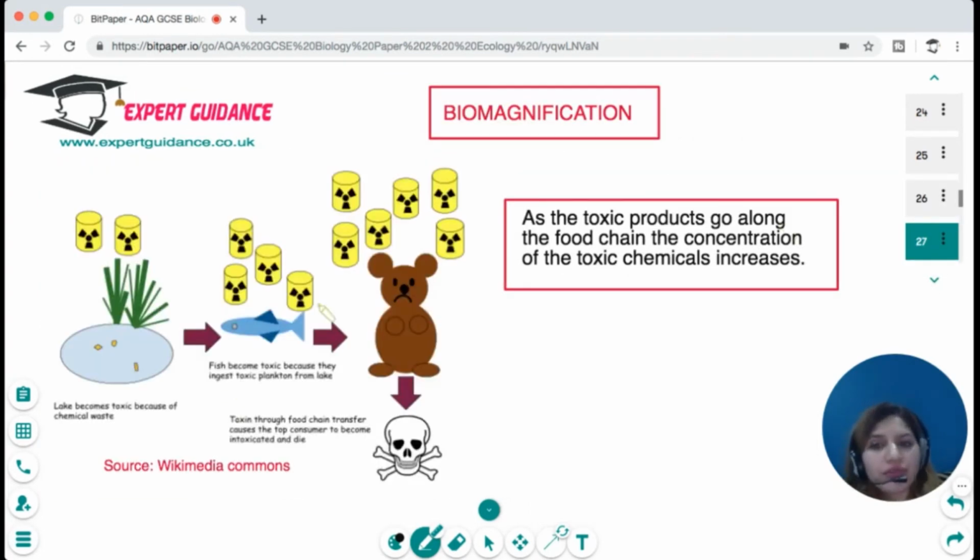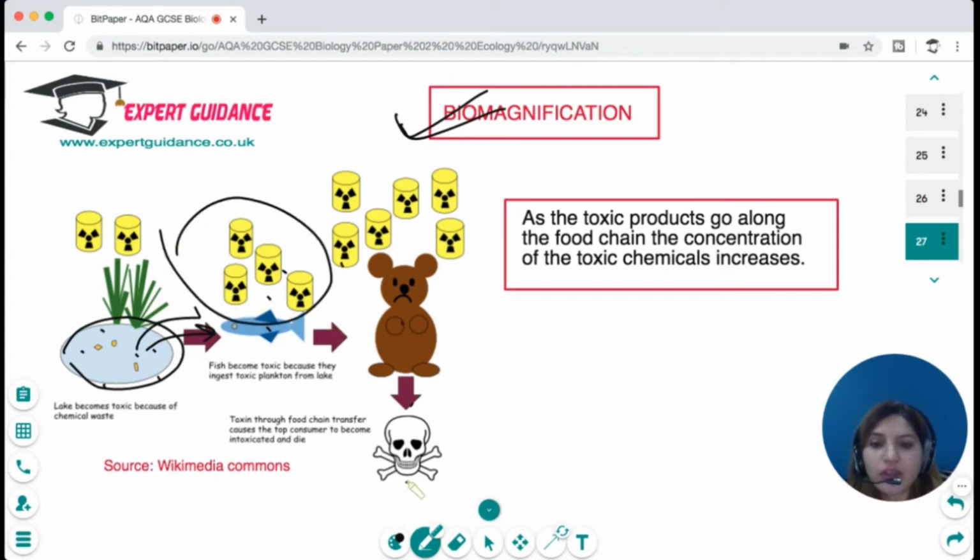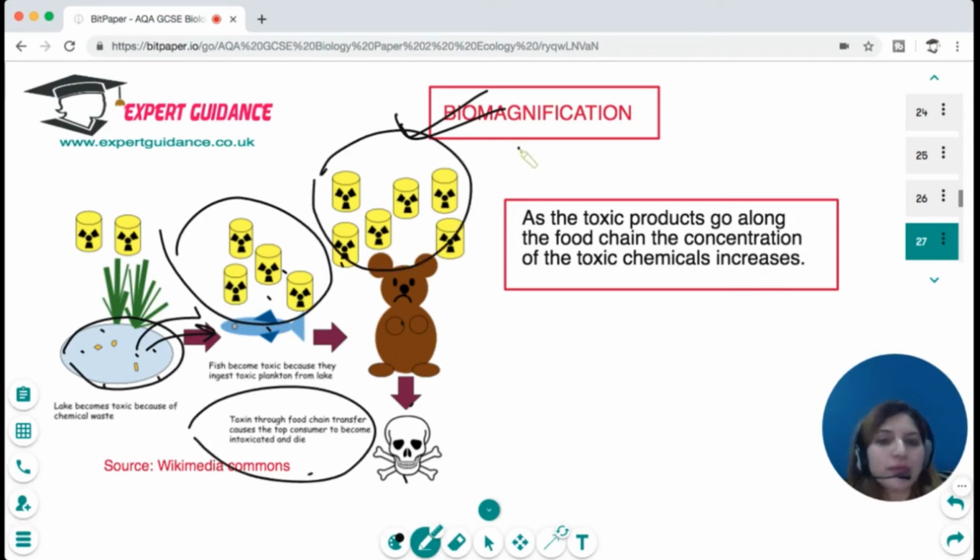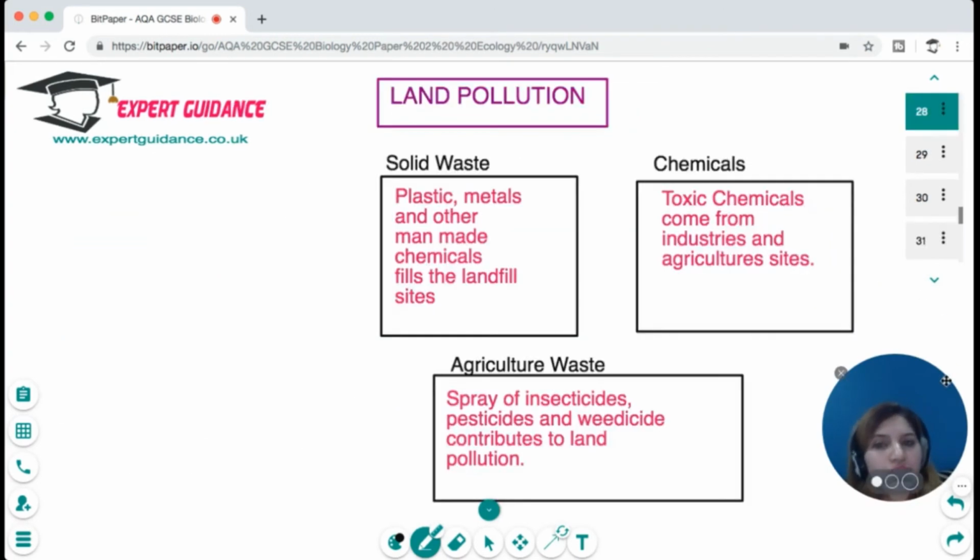Apart from eutrophication, another problem is biomagnification. You can see here the lake has become toxic because of some chemical waste. When this chemical waste is eaten by the fish, the toxic level increases. When this harmful component passes along the food chain, its toxic level keeps on increasing. This is known as biomagnification. So as the toxic products go along the food chain, the concentration of the toxic chemical increases.